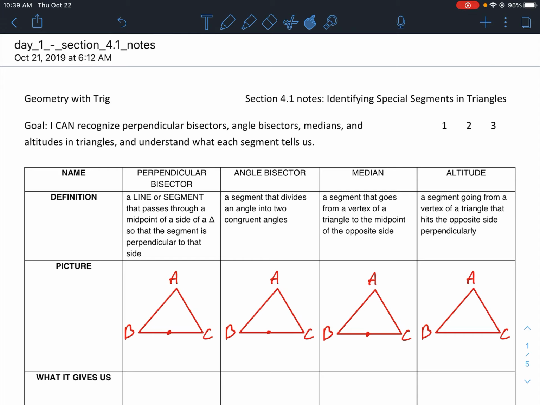So if you look here, here's the 4 special segments we're going to talk about: perpendicular bisector, angle bisector, median, and altitude. Let's just go one at a time and we'll see what these look like and what they do. So a perpendicular bisector, it's a line or a segment that passes through a midpoint of a side and is also perpendicular to that side.